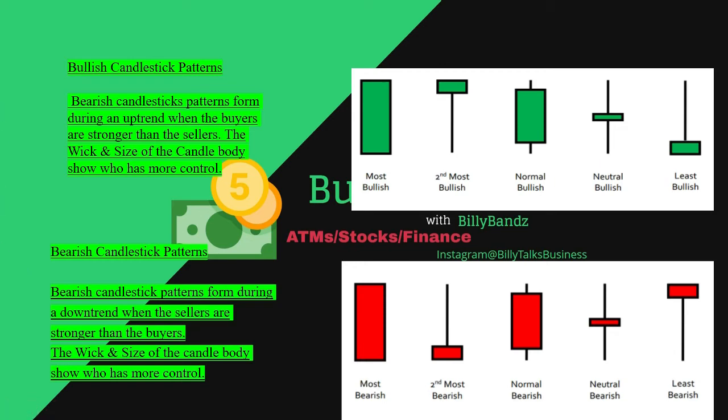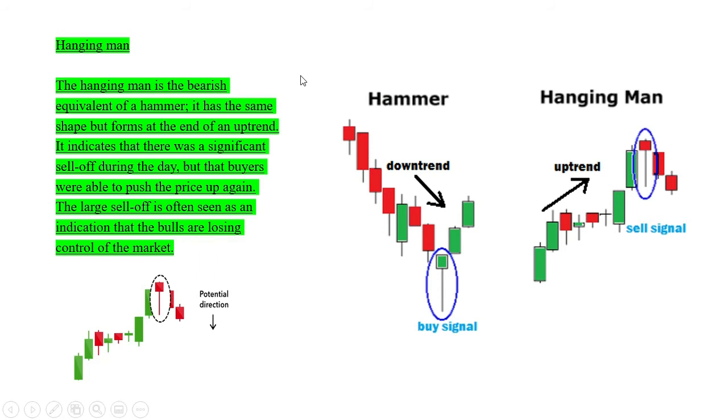So now let's look at some of the bearish candles. So we have the hanging man candle. The hanging man is the bearish equivalent of a hammer. It has the same shape but forms at the end of an uptrend. It indicates that there was a significant sell-off during the day, but the buyers were able to push the price up again. The large sell-off is often seen as an indication that the bulls are losing control of the market.